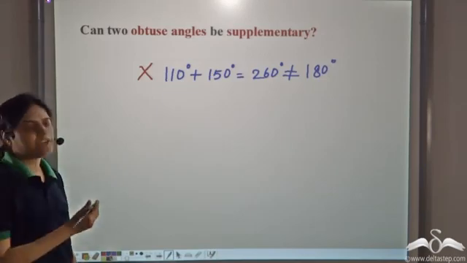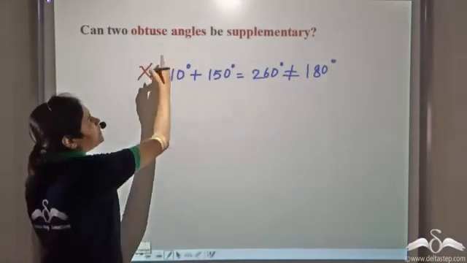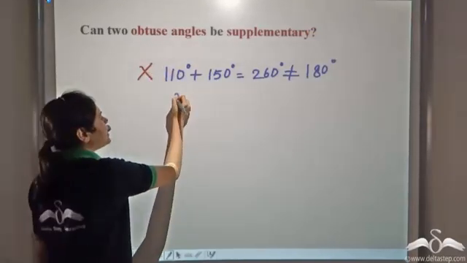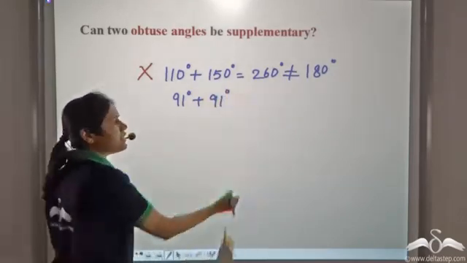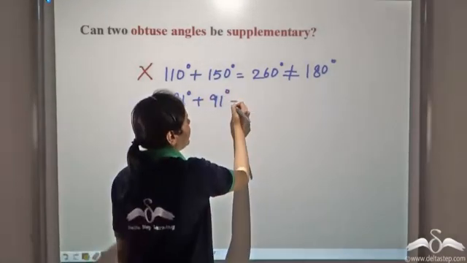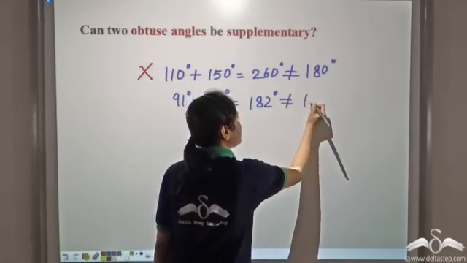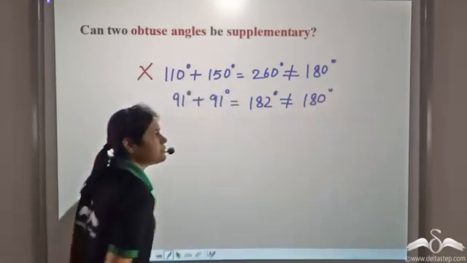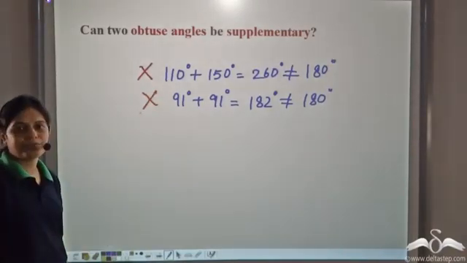Let's take smaller values in order to come close to 180. So we need obtuse angles. So let's take 91 degrees, and the second one also is 91 degrees. We get 182 degrees. It is still not equal to 180 degrees. So even these are not supplementary.